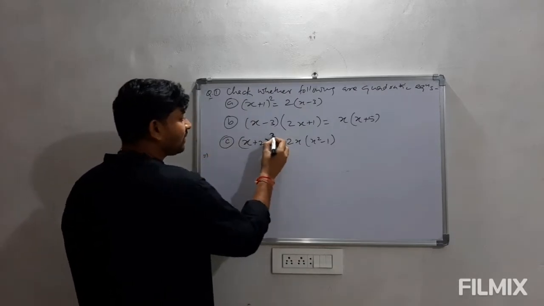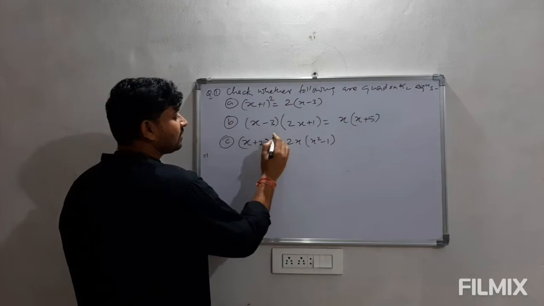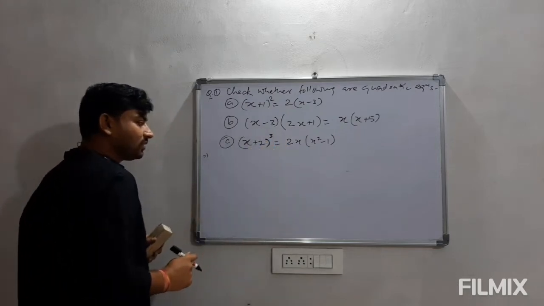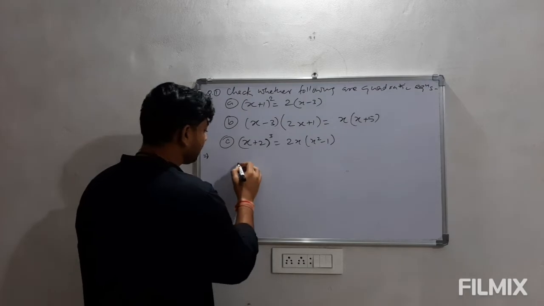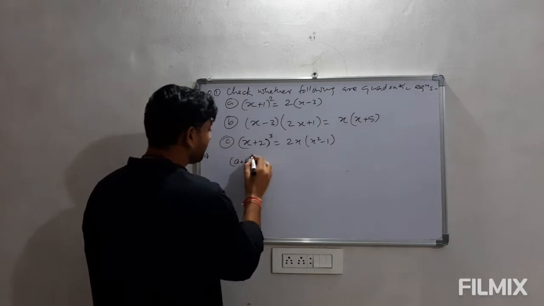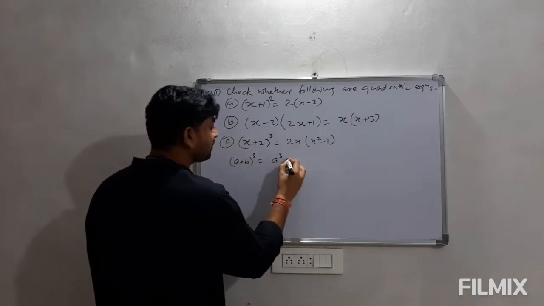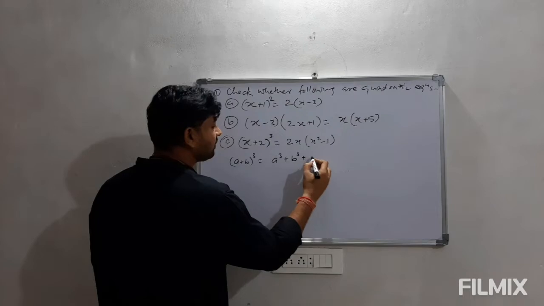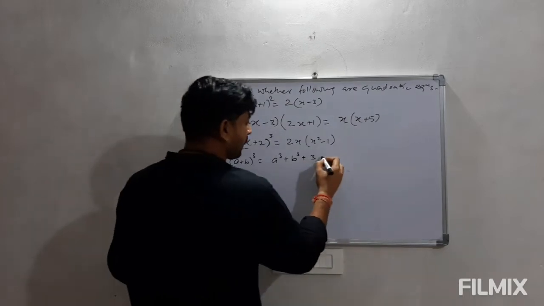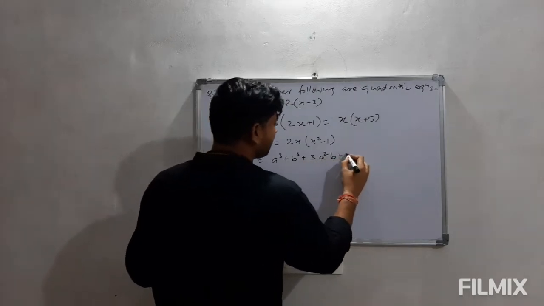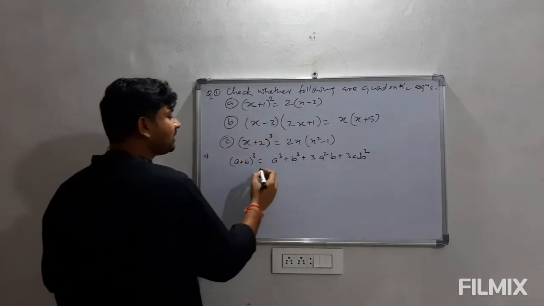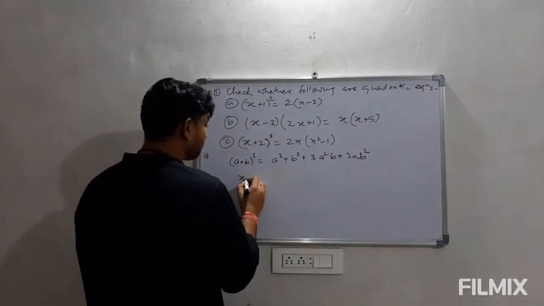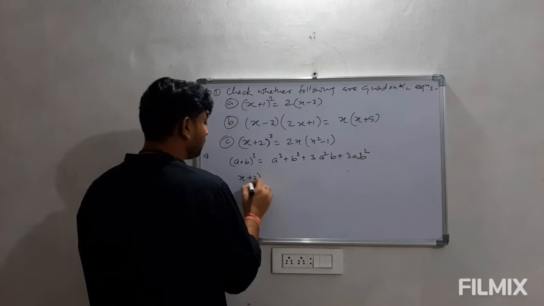Here we have to apply the cube of this expression, that is a plus b whole cube. Its identity is a plus b whole cube, we write it as a cube plus b cube plus 3a square b plus 3ab square. So we can start here with this. So in LHS we have to apply this.